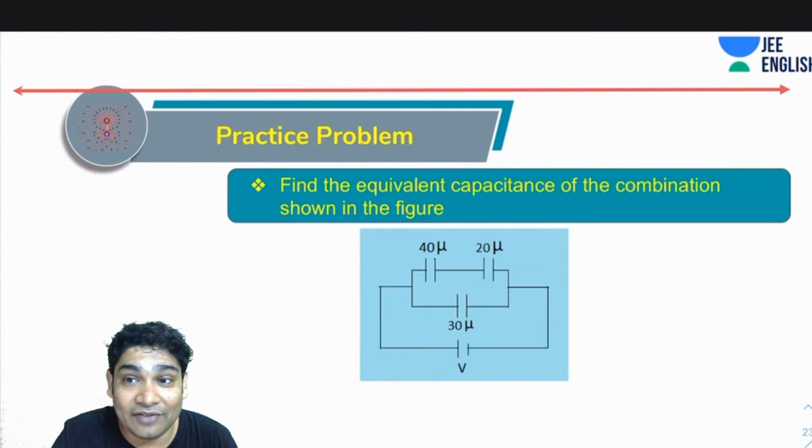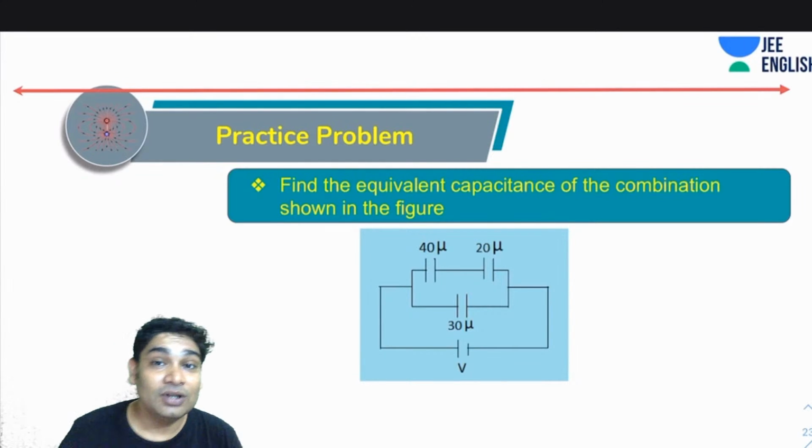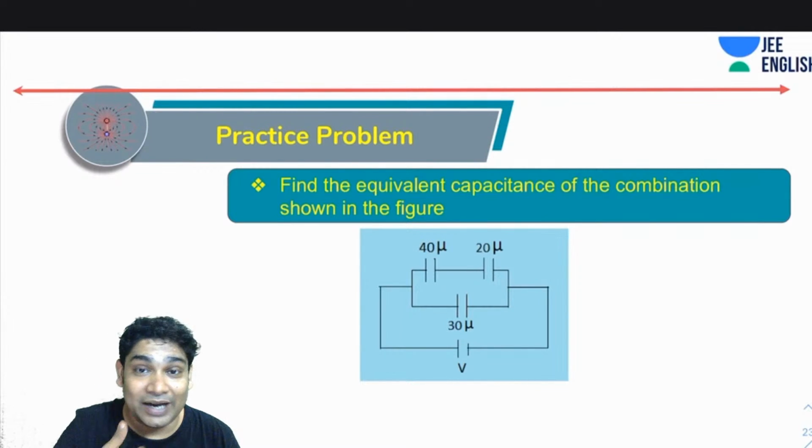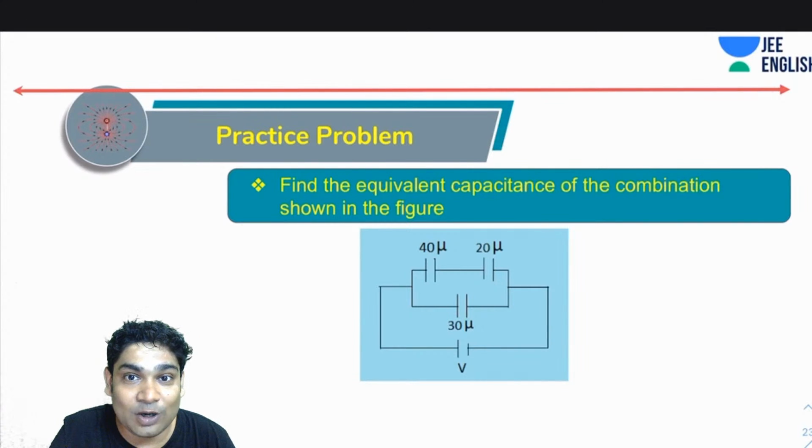If you solve problems later and get stuck somewhere, I won't be there to help you. So I want you to solve this problem right away, so that if you get stuck, I am right here to help you and I can know where you are going wrong. And you can also realize your mistakes easily. So solve this problem, guys. Find the equivalent capacitance of the combination shown in the figure.